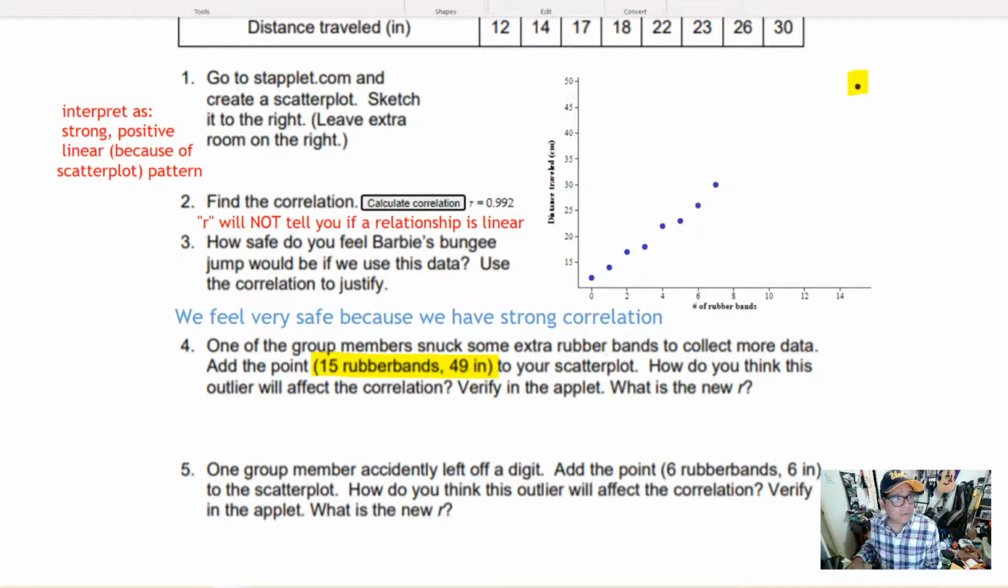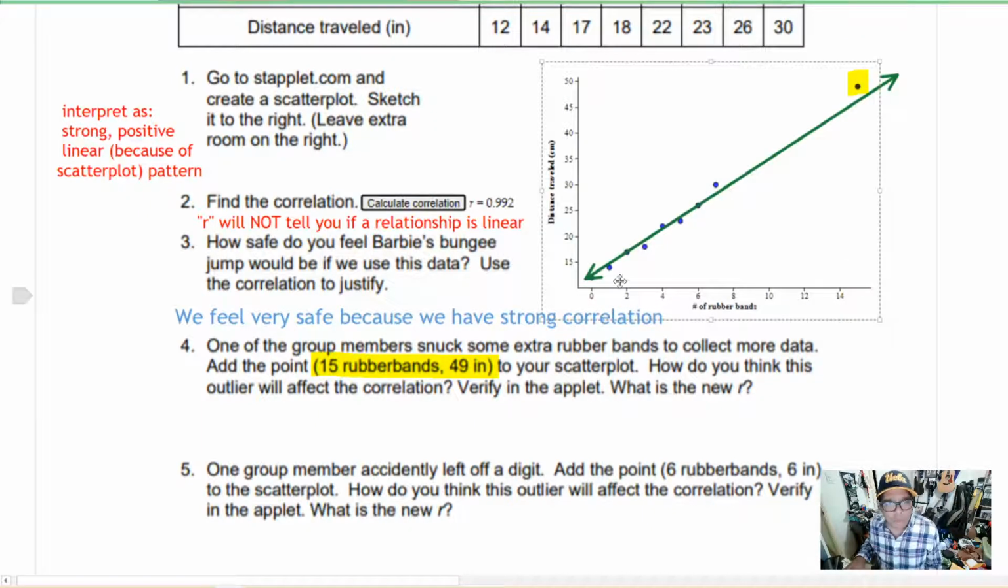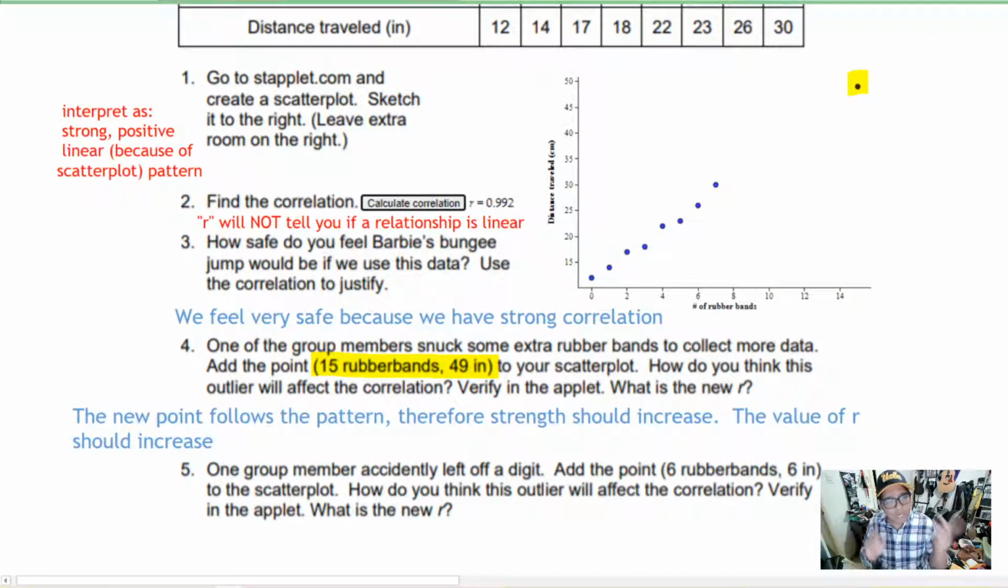If I go ahead and draw myself a line of best fit through the old points, it does seem like this new point is following the pattern of the old points. Since that new point follows the pattern, the strength should increase. The strength of that linear relationship is only going to increase. So that means that the value of r should also increase.